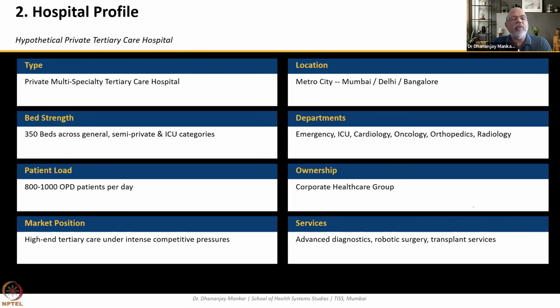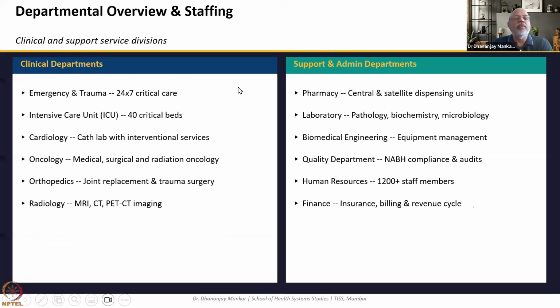If you take the market position of this hospital, it is high-end tertiary care under intense competitive pressure, whether in the vicinity or in the city, as there are many similar hospitals with similar provision. What makes this hospital different from those hospitals, we will discuss now. Services like advanced diagnostics, robotic surgery and transplant services are prime specialties of this hospital, which gives it a reason to be different from the others.